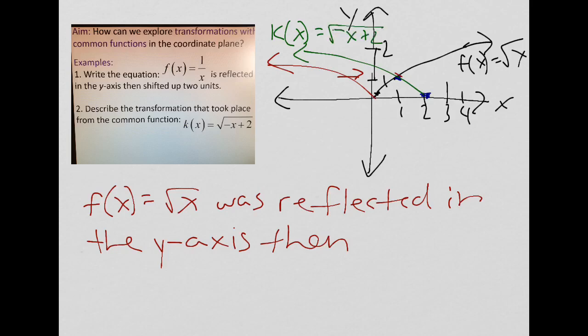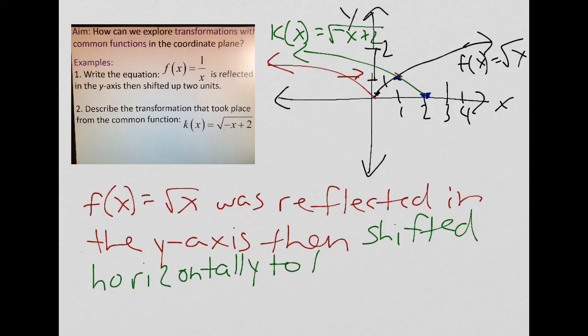So then shifted, it was to the right, so we want to say it was horizontally shifted. Spelled that wrong, sorry. To the right. Please remember to write that. I said that a couple times in the other slide. And it was 2 units. Okay, so that's the description of our transformation here.